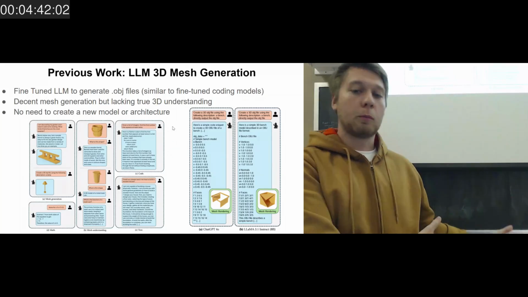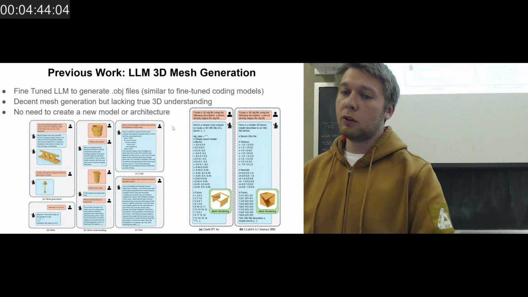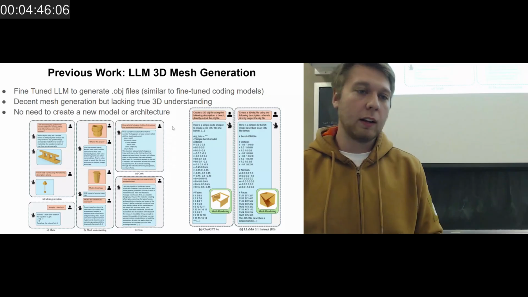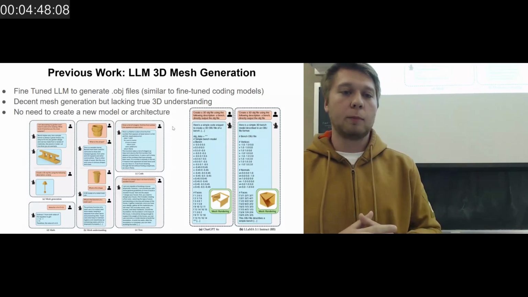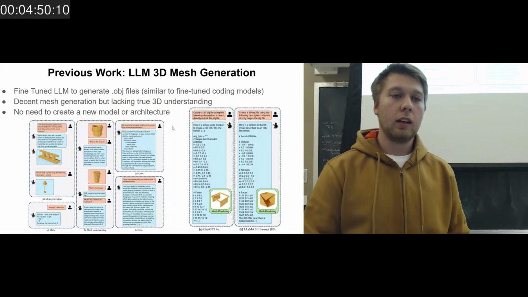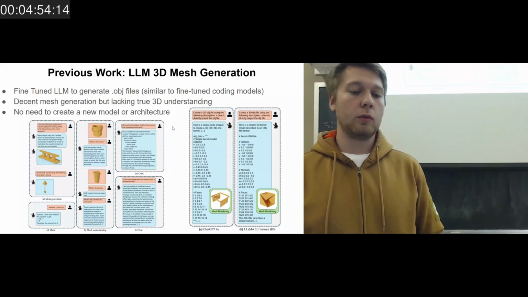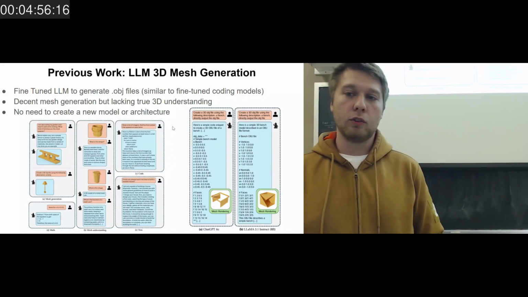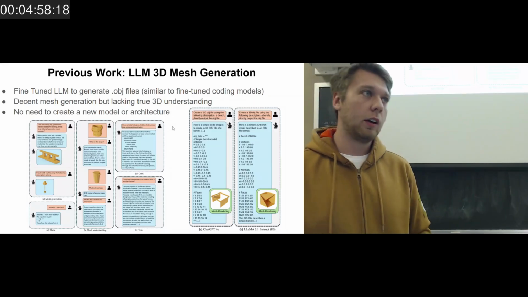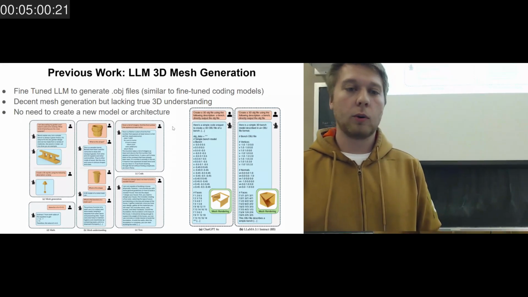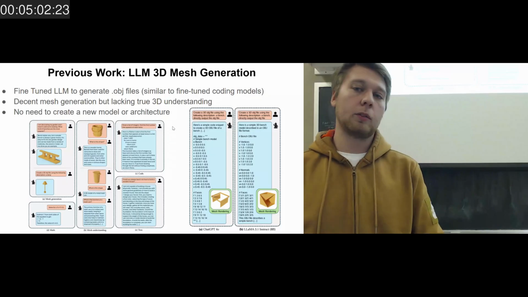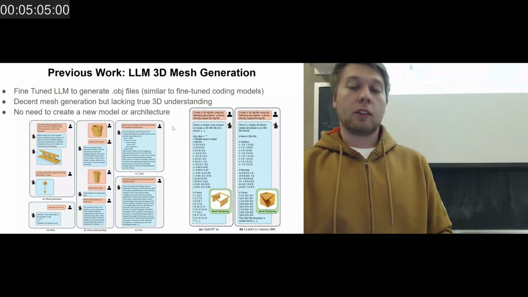It's just using previous object files it's seen and spitting out new ones. It doesn't really understand what an object is and how shapes combine to create an object. People for this just fine-tune different LLMs and use a bunch of in-context learning. So you would just give it a bunch of examples, a bunch of images, and a bunch of OBJ files for those images, and that was all the training that was done. So obviously, this isn't going to be that great.